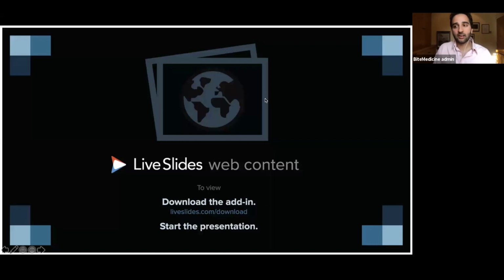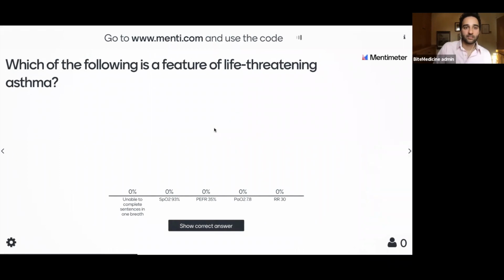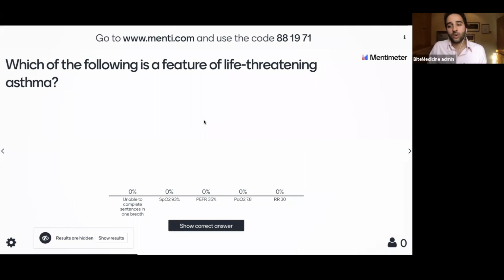So let's have a think now. Let's have a look at the next question. So we have a patient now, let's say he's come into A&E, the emergency department, with an exacerbation of asthma. Which of the following is a life-threatening feature of asthma? Have a look at your options, see what you think. Which of the following is a feature of life-threatening asthma?